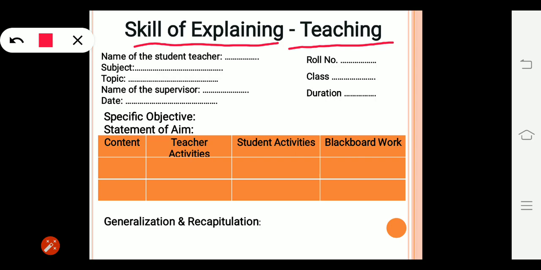Then fill all the other details like name of the student teacher, where you have to write your name, then your roll number. In subject, you have to write the name of your method paper like mathematics, geography, English, etc. Then write the class for which you are preparing the micro lesson plan.